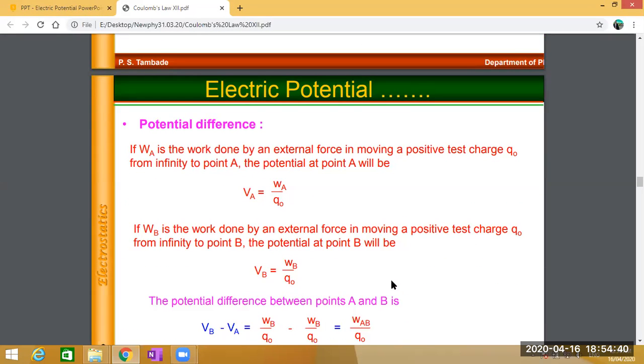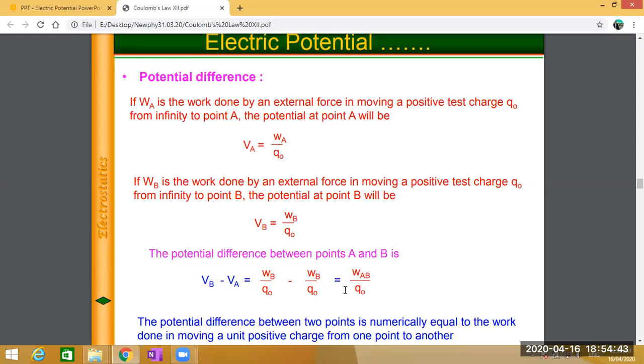Now, to understand electric potential difference, we have to discuss it right now. If we take two points in the vicinity of a field, say point A and point B, near the source charge capital Q, which is fixed in space, and a test charge Q naught is brought from infinity to point A, then the work done per unit charge is VA equal to WA divided by Q naught.